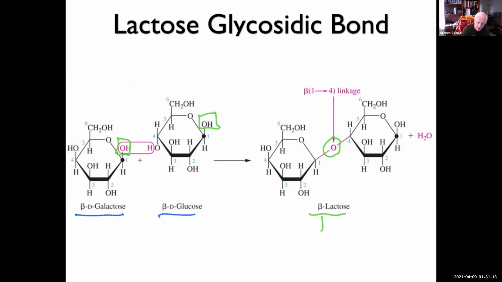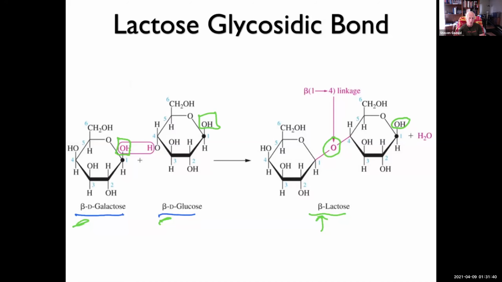Now this beta does not come from here. Don't make that confusion. Okay, it comes from right here, because this OH at the number 1 carbon is up. If that were down, it'd be alpha. And like I said, it's a 50-50 chance with these as it's formed. So don't think that beta D-galactose and beta D-glucose will always produce beta lactose. It can produce alpha lactose. 50% of the time it's going to.